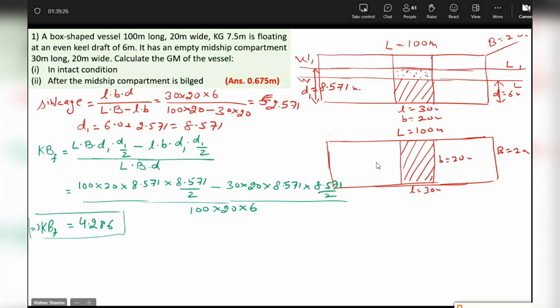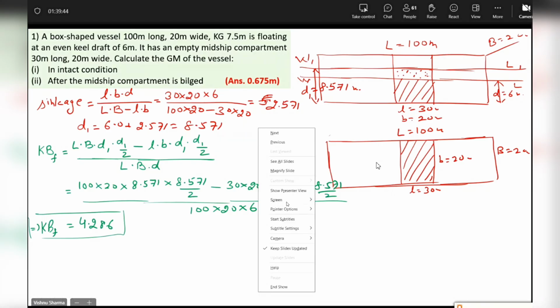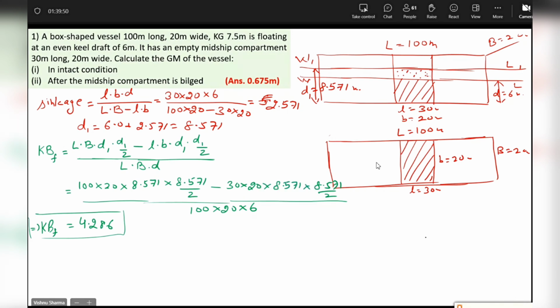If it is D1 by 2, it will give you D1 by 2. If it's not D1 by 2, it will not give you D1 by 2. So why worry about it? When will it be D1 by 2? I'll address that condition later. Let me continue now with PM. So one of the two things we have got, KB we have got. Now we have to get the BM. Now let me write the formula for BM, if you remember.